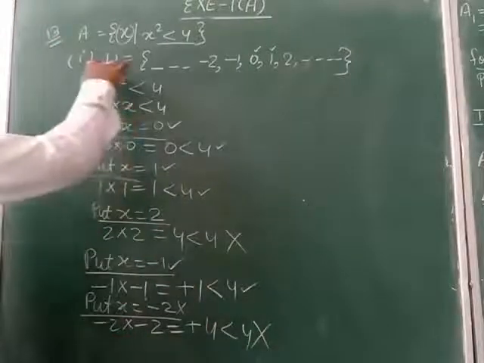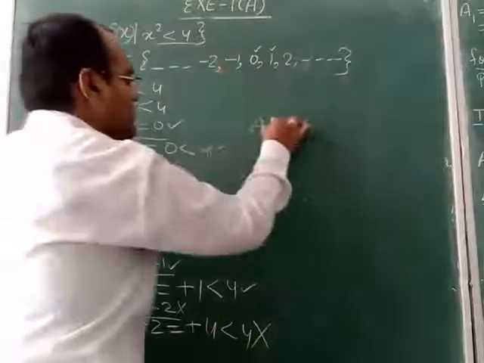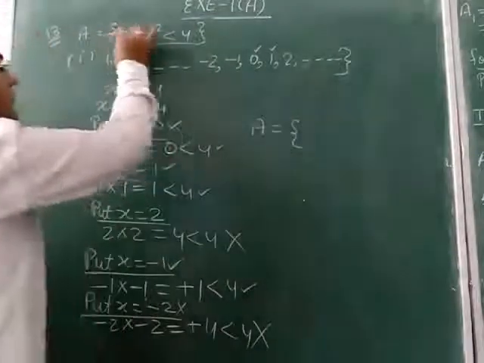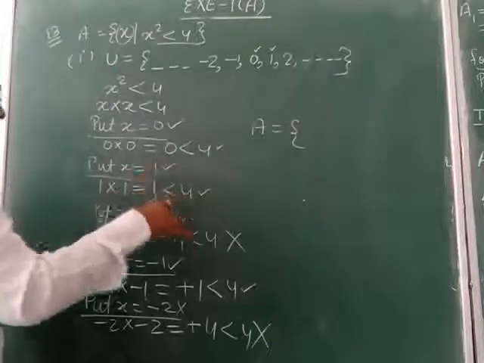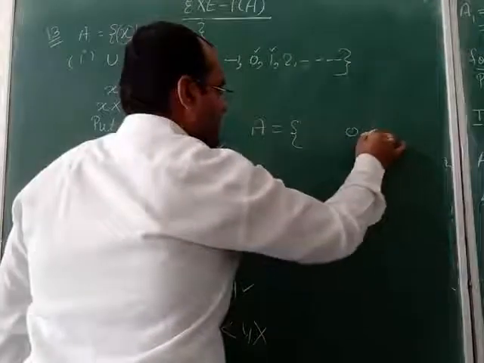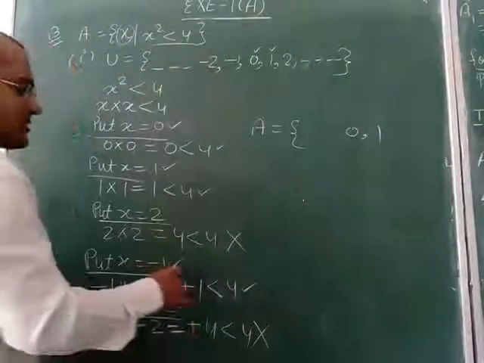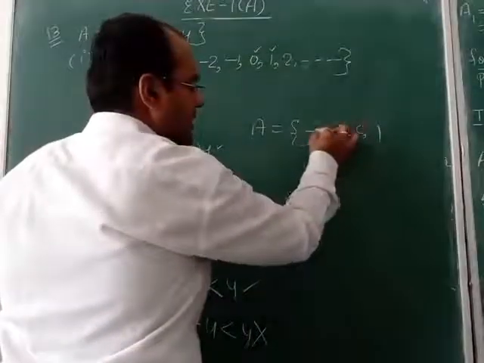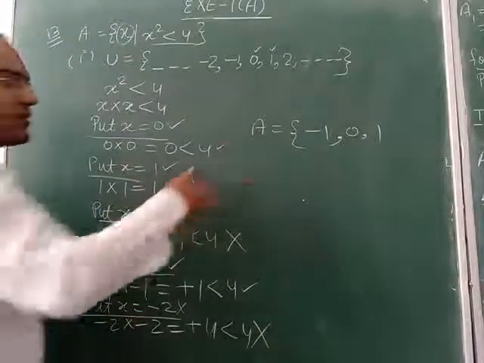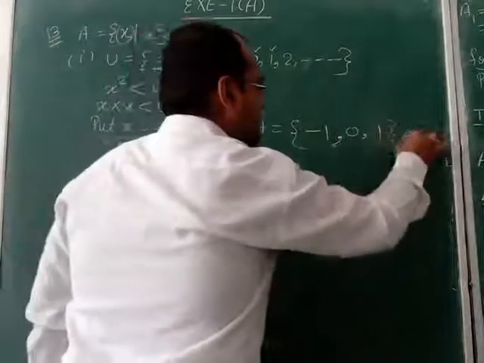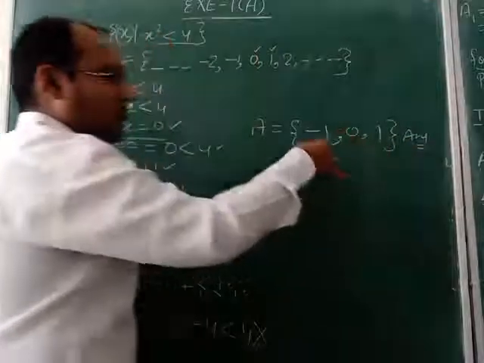So the final answer of the A set will be, in the A set we have to write the x values. What are the correct values of x? 0 is correct. 1 is correct. 0, 1. Then minus 1 is correct. Minus 1 we have to write here on the left side of 0. And minus 2 is wrong. No need to write it. So the final answer of A is minus 1, 0 and 1.